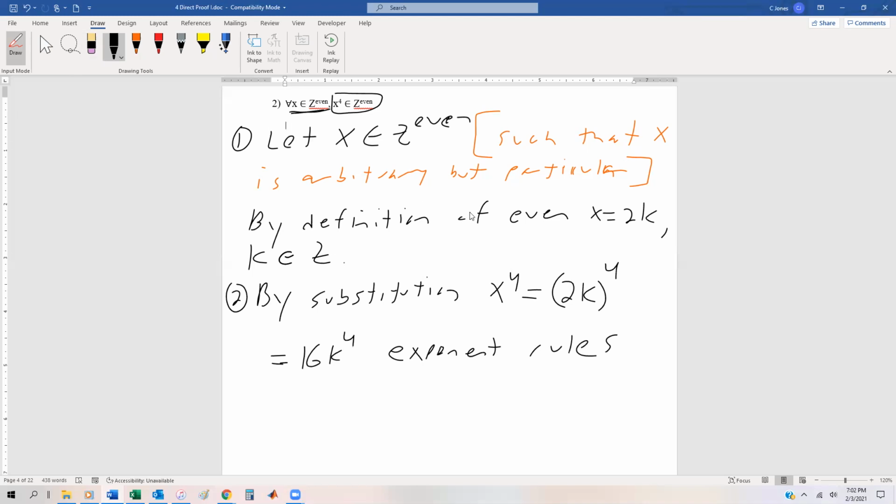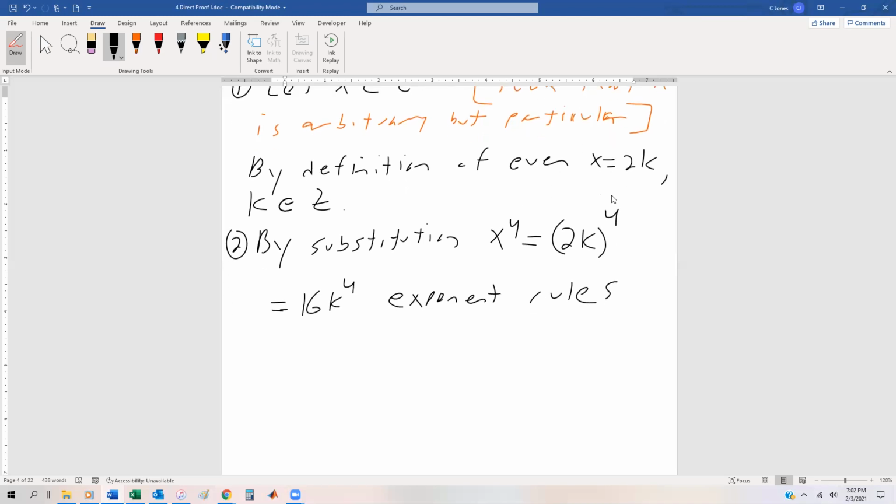What are we looking for? We're looking for x to the fourth to be even, and even is of the form 2 times an integer. So we need a factor of 2. And so what we can do is rewrite this as 2 times 8k to the fourth. And that's just clearly computation, just making sure that you can factor it.